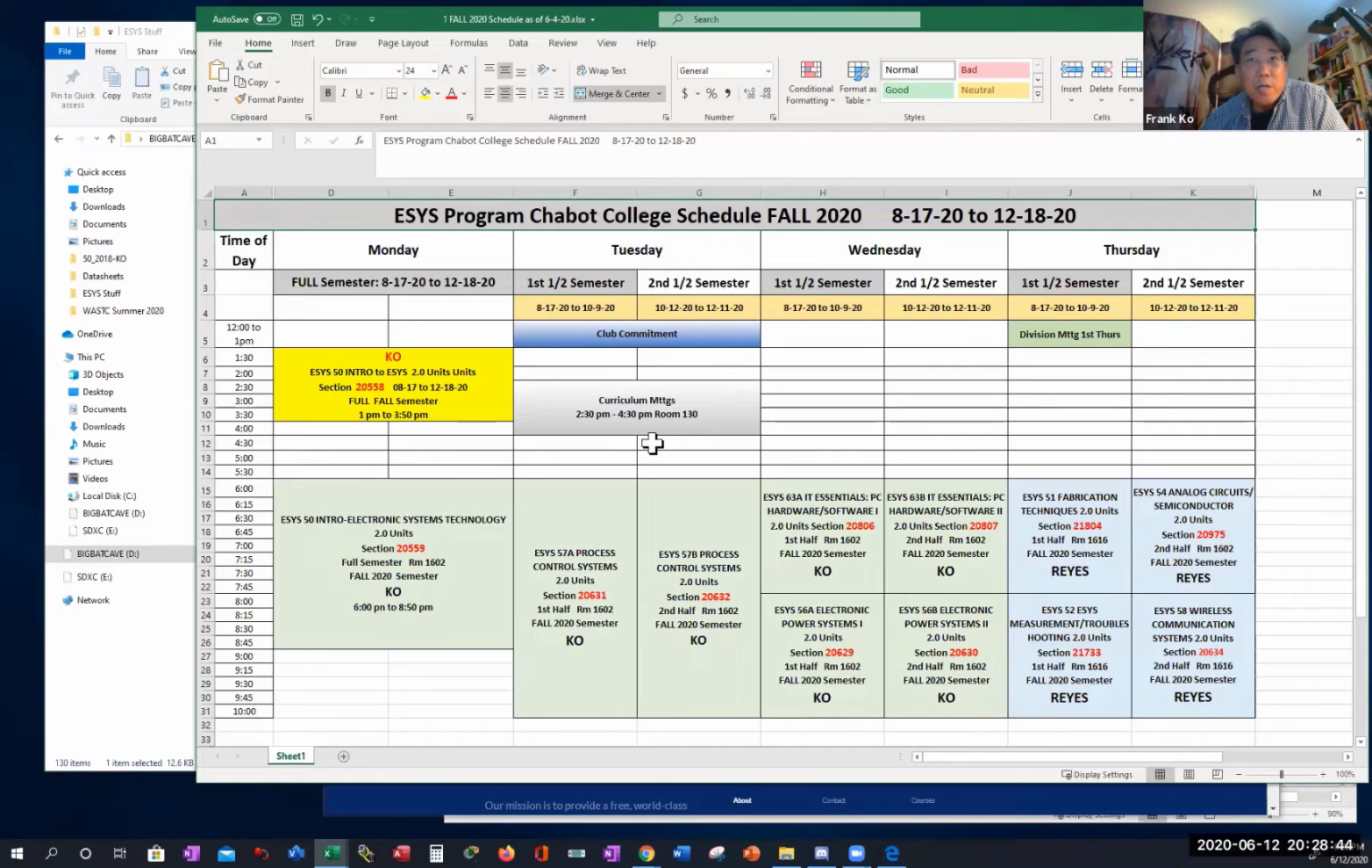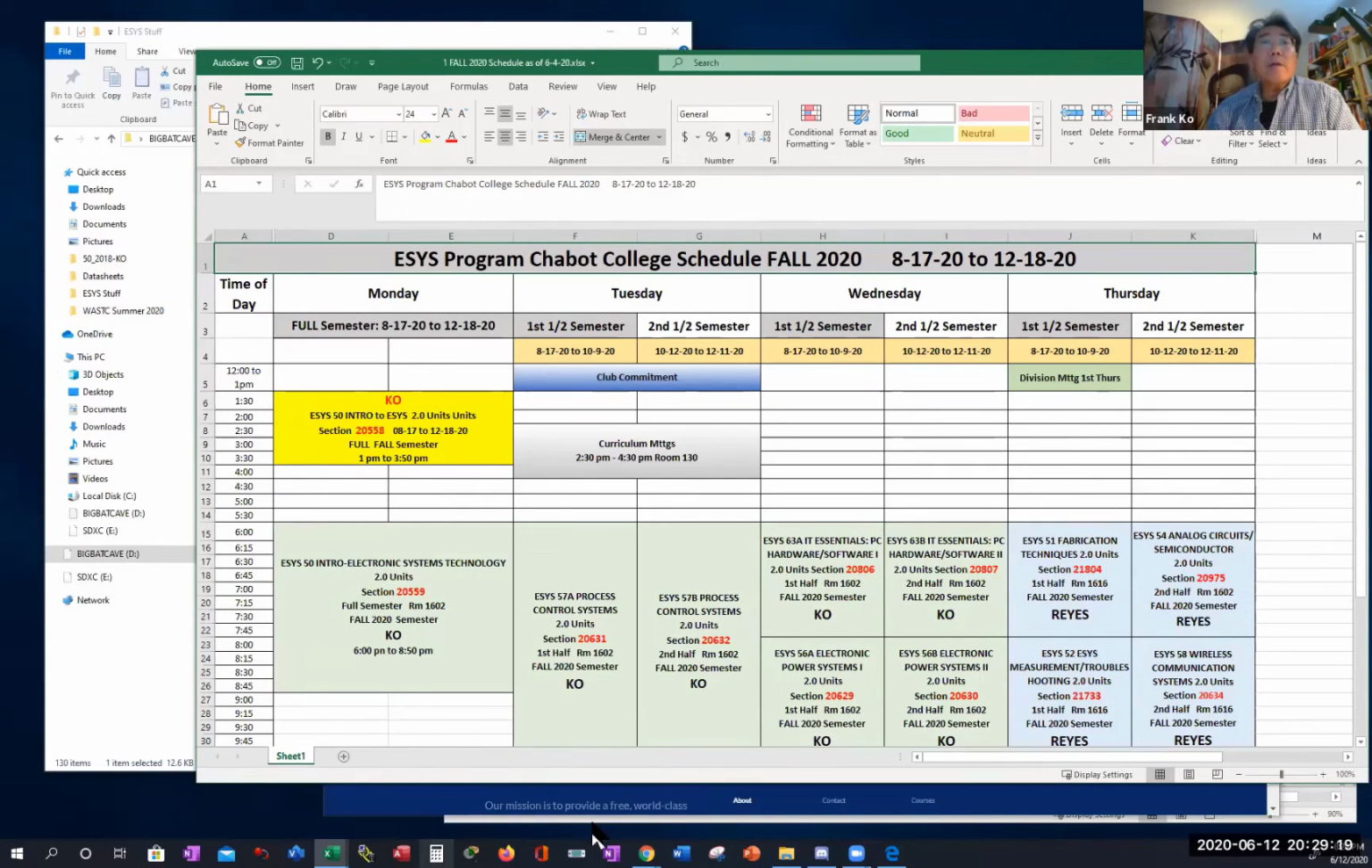On Tuesday night, we happen to have this 57A and 57B. What we do there is teach PLC, programmable logic controllers. It's automated processes. Anything having to do with automation and automated systems is taught in that particular course. A glimpse of the trainer that we use for that is shown to us Wednesday night.